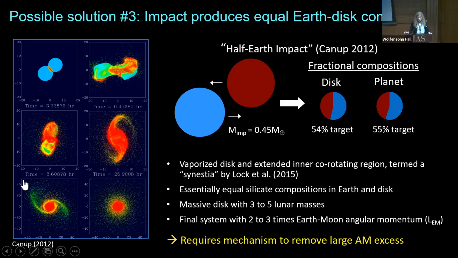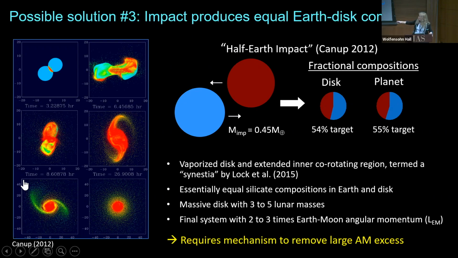In this type of collision, Theia and the protoearth are similar in size. That's why it's called the half-Earth impact. The impact's very low velocity. It produces a very rapidly rotating intermediate structure. The metallic cores, which are higher density, of course, of both colliding objects rapidly migrate to the center.